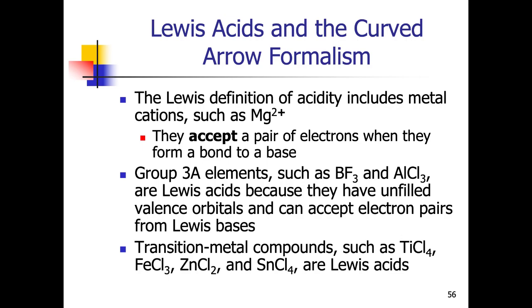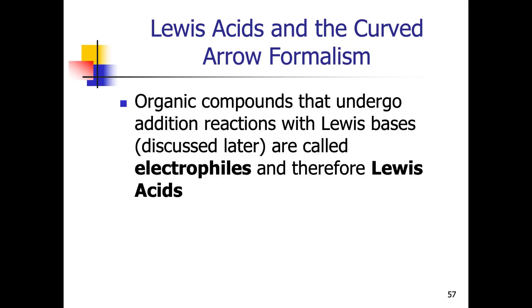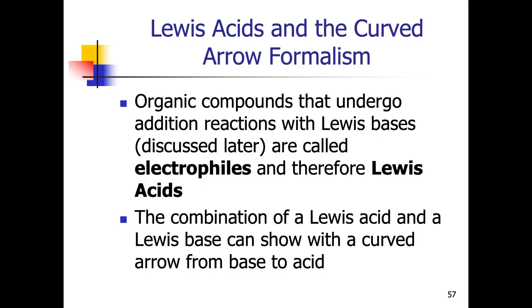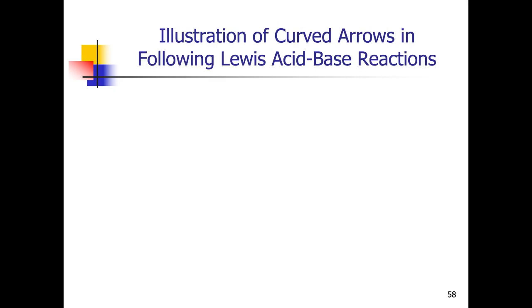Transition metal compounds, such as titanium tetrachloride, iron 3 chloride, zinc chloride, and tin tetrachloride, are Lewis acids. Organic compounds that undergo addition reactions with Lewis bases, discussed later, are called electrophiles and therefore Lewis acids. The combination of a Lewis acid and a Lewis base can be shown with a curved arrow from base to acid. Illustration of curved arrows in the following Lewis acid-base reactions.